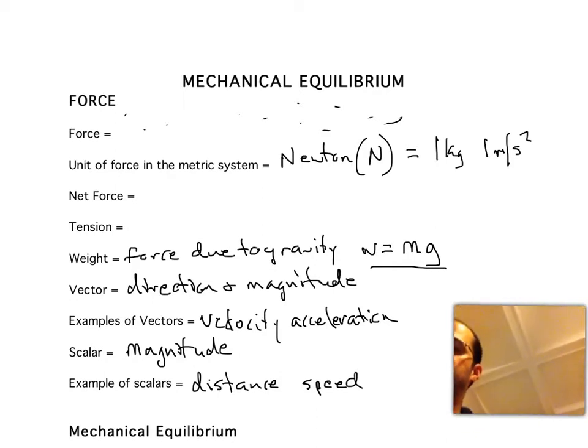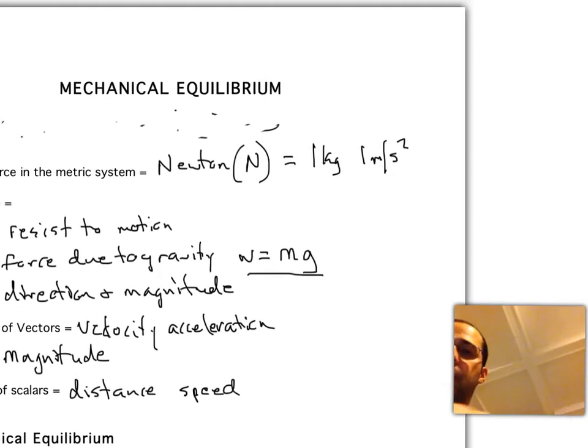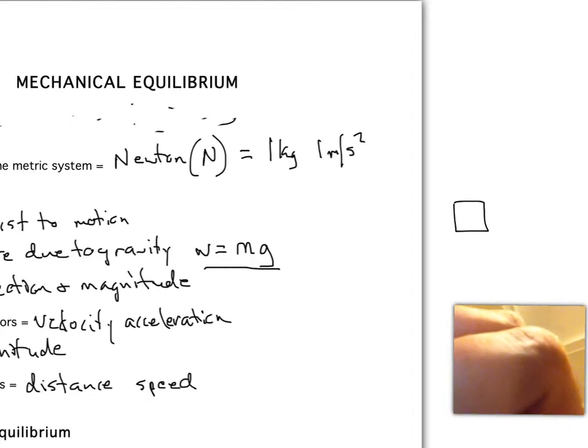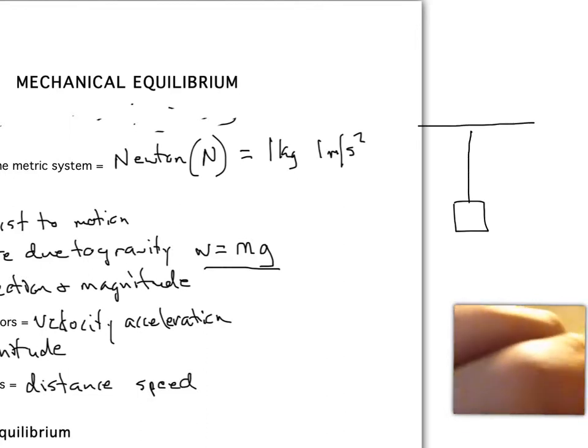Now, one of the other types of forces is called the tension force. The tension force is a force that resists motion. So this is a resistance to motion. A good example of this, we'll do this over here, would be, let's say we've got a crate, and we're holding that crate, we're hanging that crate from the ceiling.